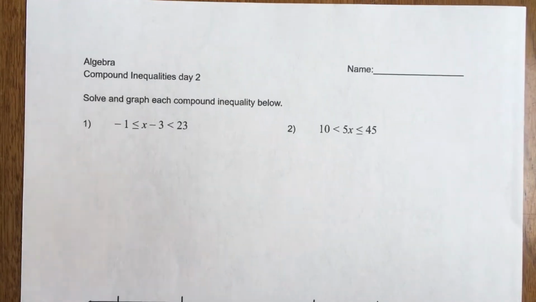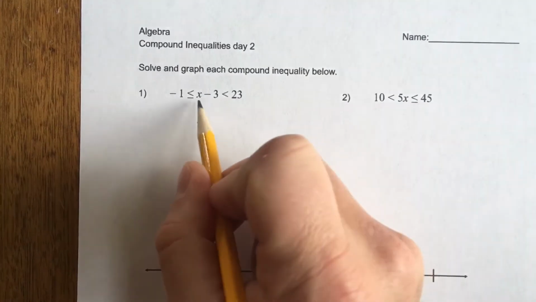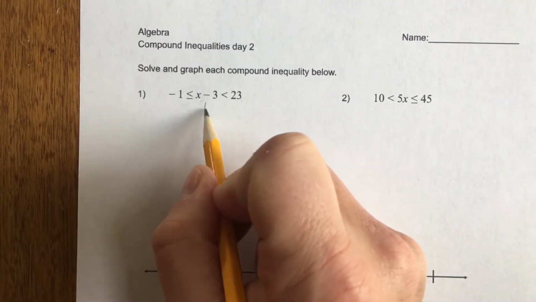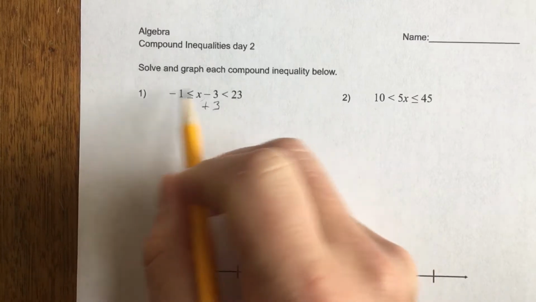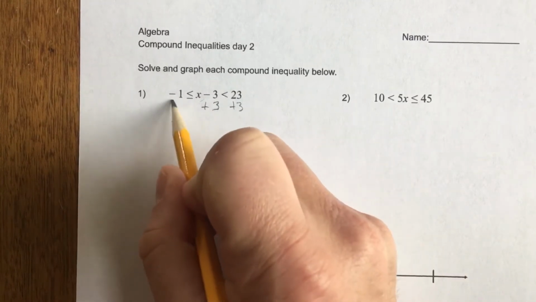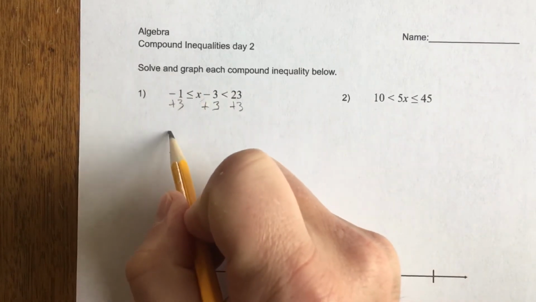All right, these are the answers to compound inequality day 2. For the first one here, we want to get this x by itself, so we want this minus 3 to go away. So we're going to be adding 3. But we've got multiple things here. It wouldn't be fair to just add 3 to one or to the other. So to be fair, we make sure that everybody gets this plus 3 here.